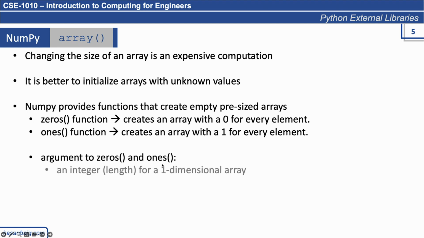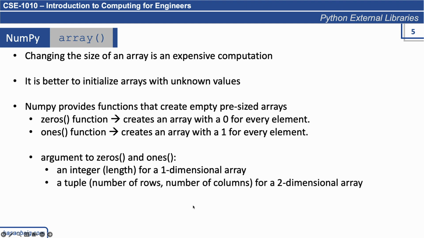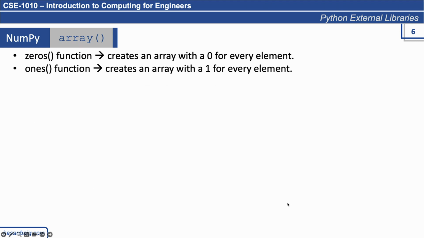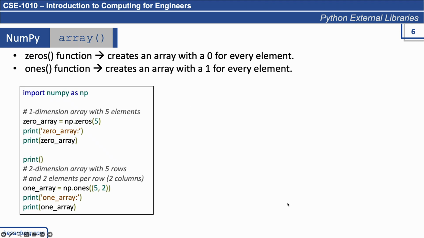The argument to zeros and ones could be an integer that defines the length of a one-dimensional array, if only one integer is specified. It could be a tuple, which specifies the number of rows first, and the second parameter would be the number of columns for a two-dimensional array. So let's see this. This is an example. After going through these slides and modules, we will actually spend some time practicing with this.